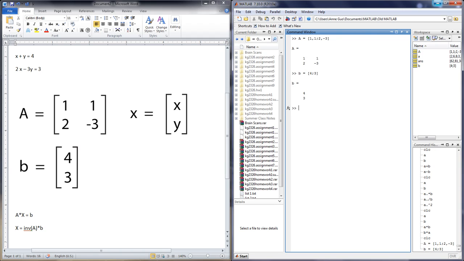Okay. And again, in order to solve for the unknowns x and y, we simply have to multiply the inverse of A times B. In order to find the inverse of A, we can simply use the inverse function in MATLAB. So if you type inv of A, you'll obtain the inverse. So if we multiply inv of A and B using matrix multiplication, we will find that x is equal to 3 and y is equal to 1.